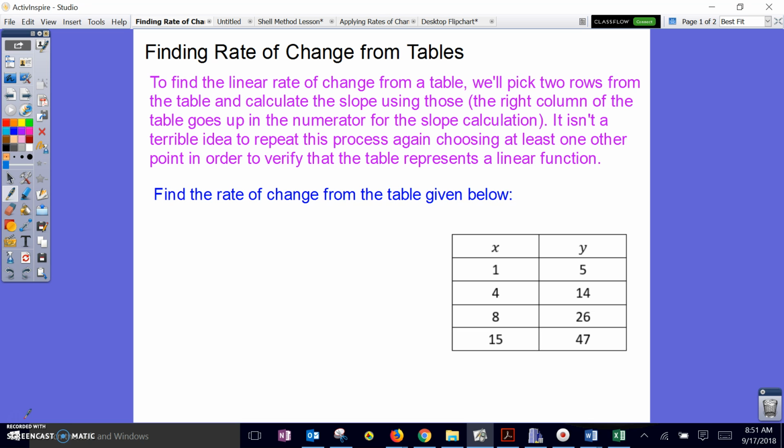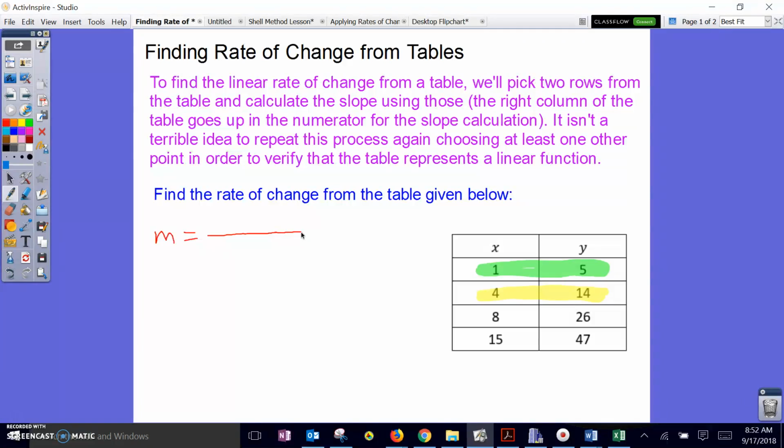So let's take a look at this first table. Find the rate of change from the table given below. I'm going to pick any 2 points. So I will pick the first point here, kind of boring, and I'm going to pick the second point here. So I'm going to pick the first 2 points. And I'm going to set up a slope formula.